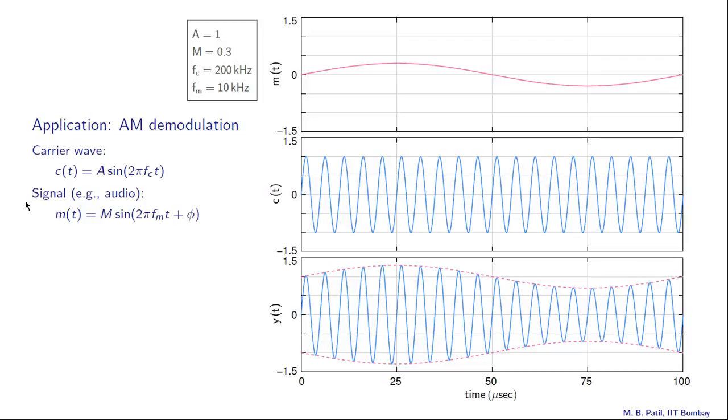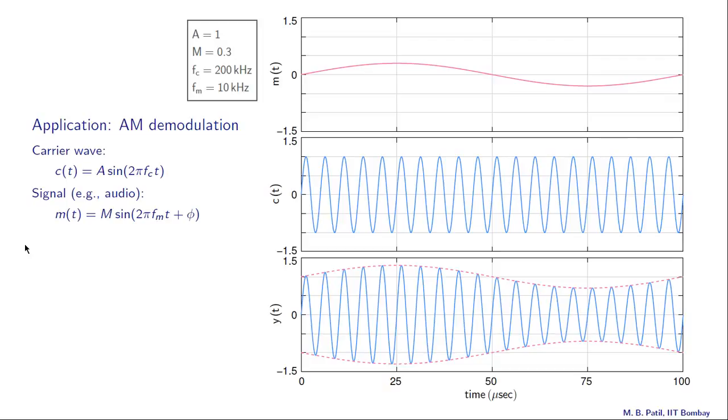Then there is the signal itself, for example an audio signal, and it could be of the form small m of t equal to capital M sine 2 pi fm t plus some phase angle. Now this fm is a frequency which is much smaller than the carrier frequency, and here is an example of small m of t. Clearly this frequency is much smaller than this frequency.